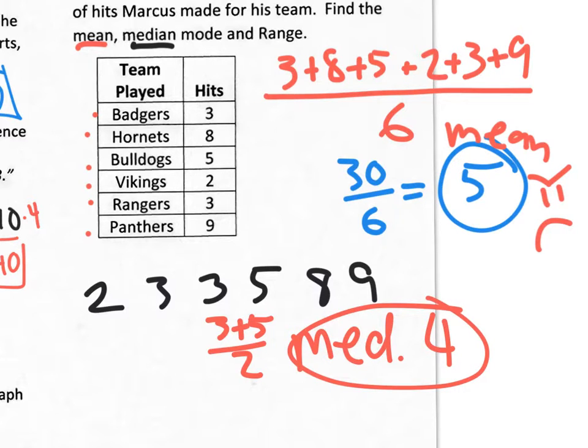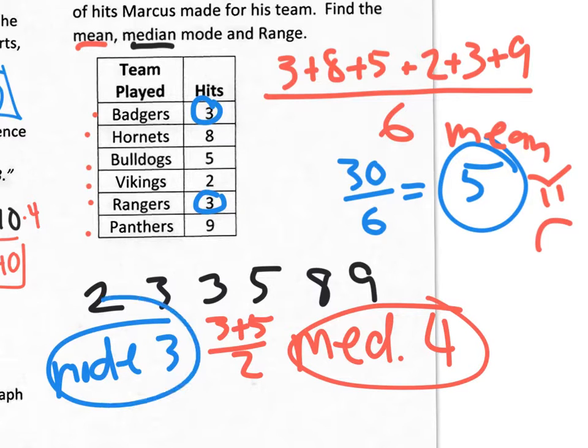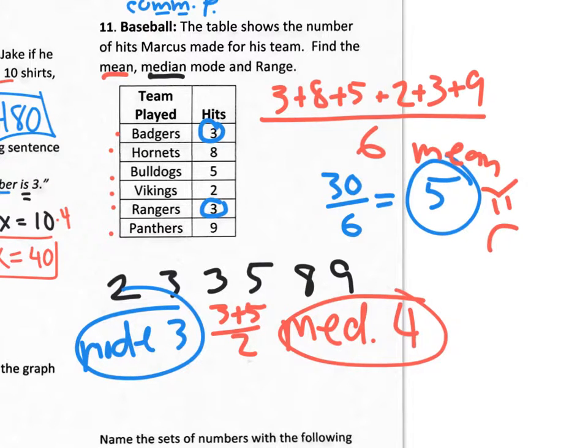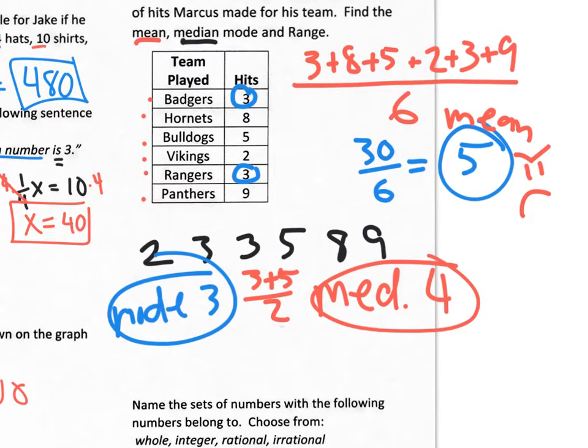The mode is the one that occurs the most. So that would be the 3 because there's a 3 there and a 3 there. So the mode is 3. And last but not least, the range, it's the biggest number minus the smallest number. So for the range, let me zoom out a little here. It's going to be the biggest number, which is 9, minus the smallest number, which is 2. So the range is 7.